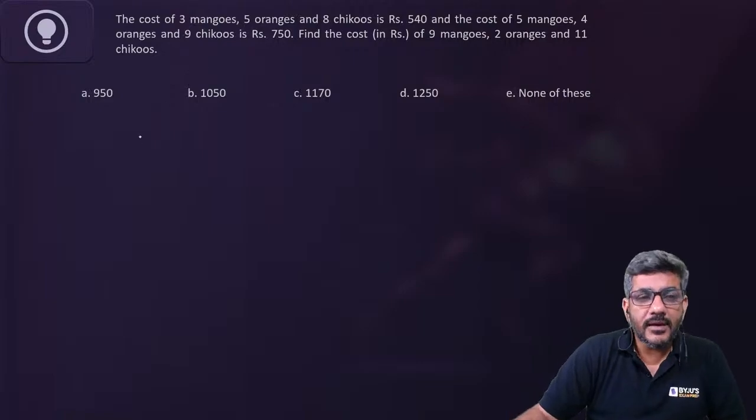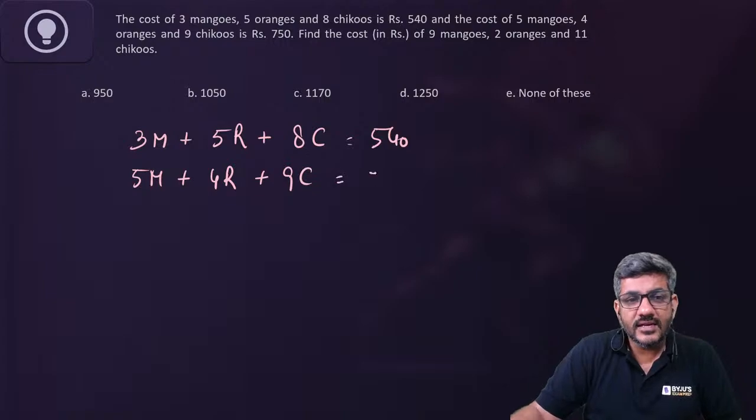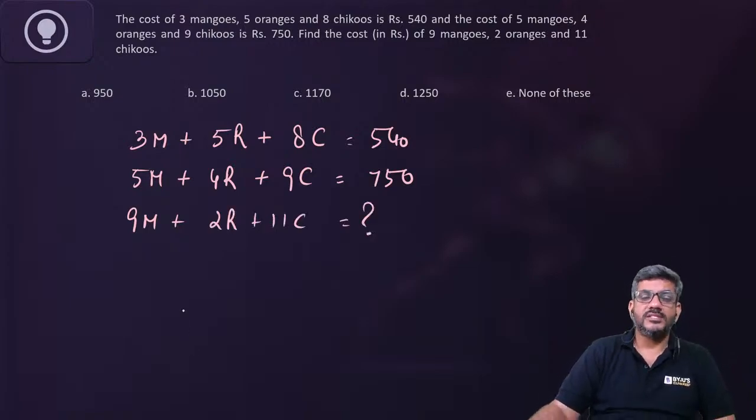The cost of 3 mangoes, let's call it 3M. 5 oranges, let's call it 5R. 8 chikus, let's call it 8C. This is equal to 540. 5 mangoes, let's call it 5M. 4 oranges, let's call it 4R. 9 chikus is 9C. That is given as 750. And he's asking you what is the cost of 9 mangoes, 2 oranges, and 11 chikus. That is what the question is.